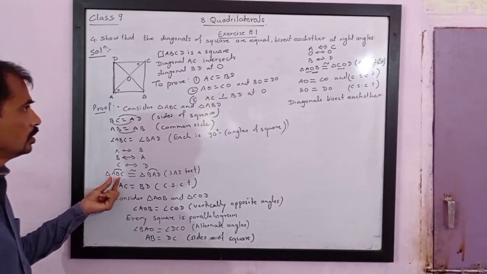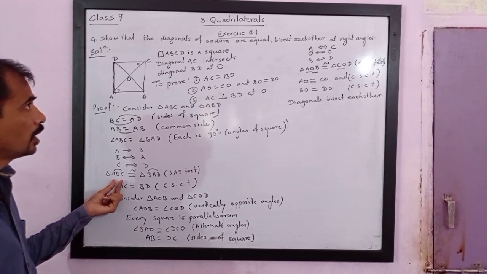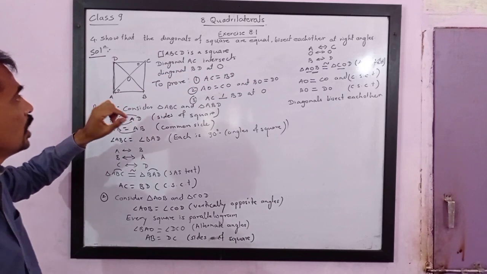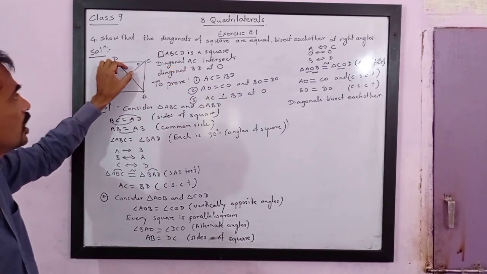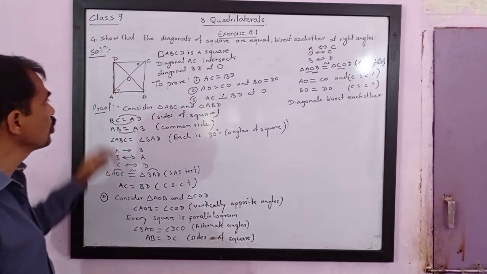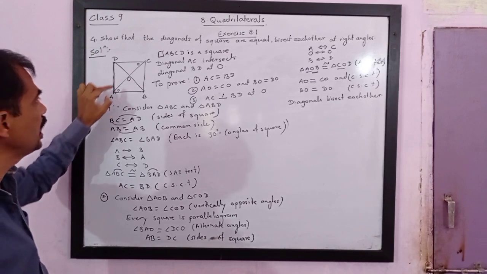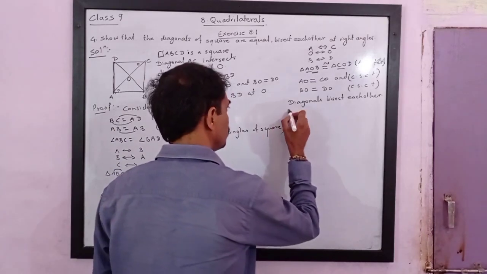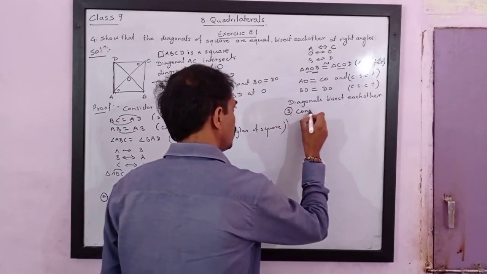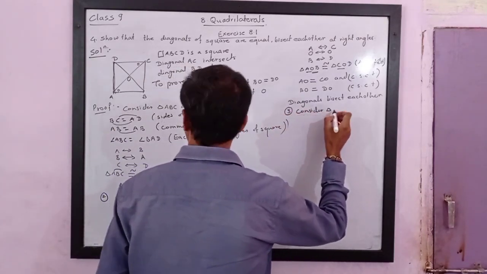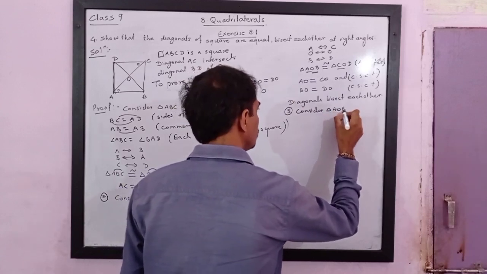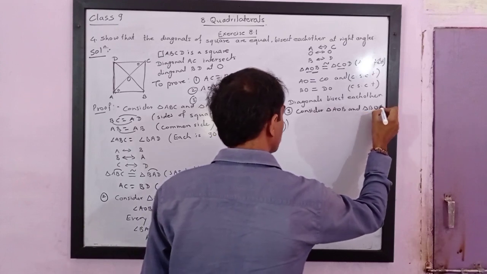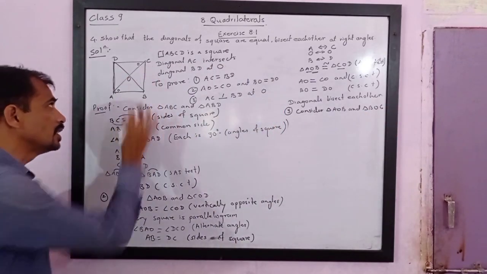Now, for the third part, we have to show that these two diagonals intersect at right angles. So for this, I am going to consider triangle AOB and triangle BOC. So two adjacent triangles I have considered.